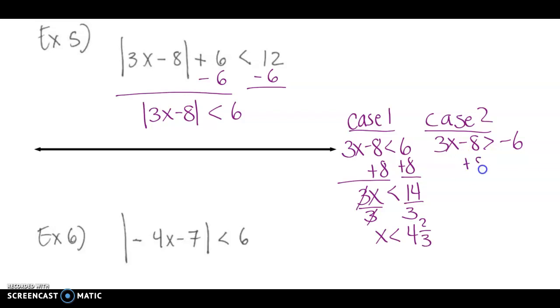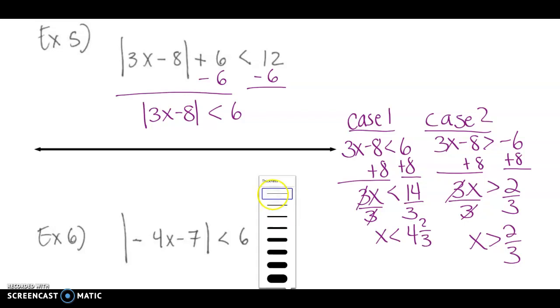The second case over here, I'm adding 8. I'm doing the same steps, but I'm adding 8 to negative 6. And my inequality is the other direction. Again, negative 8 plus 8 adds to 0, so I have 3x is greater than negative 6 plus 8, which is 2. Divide by 3, and I get x is greater than 2/3. So I need 4 2/3 and 2/3 to show up on my number line.